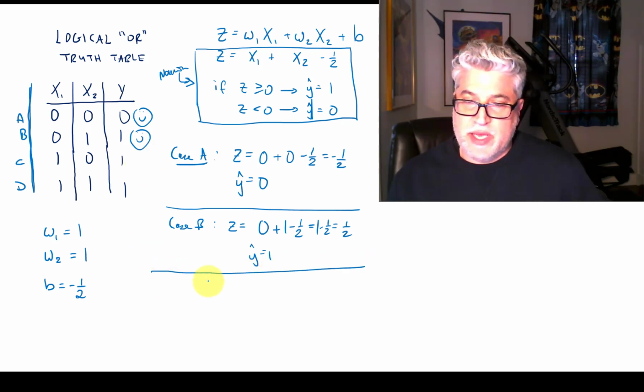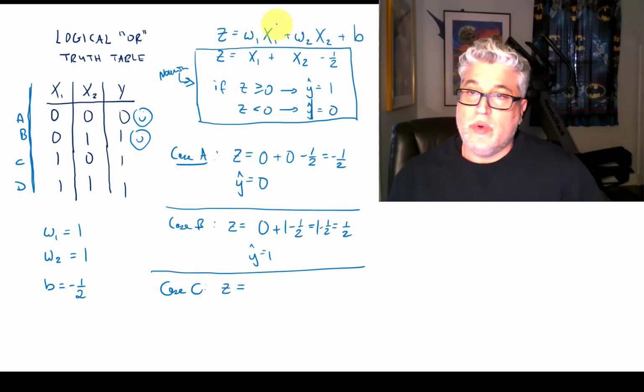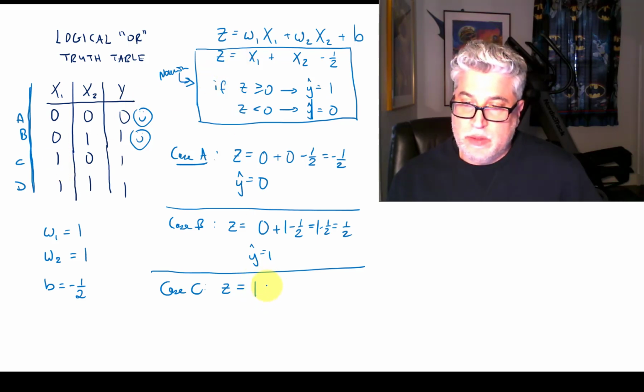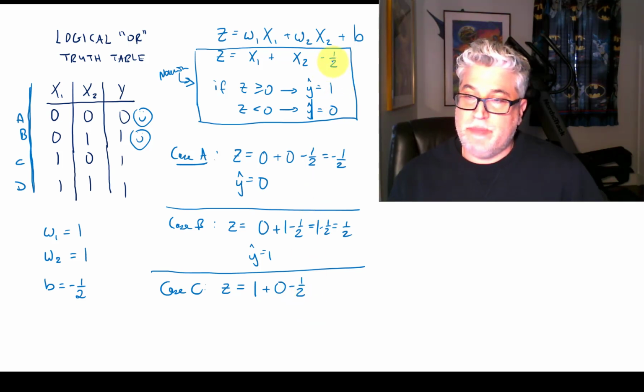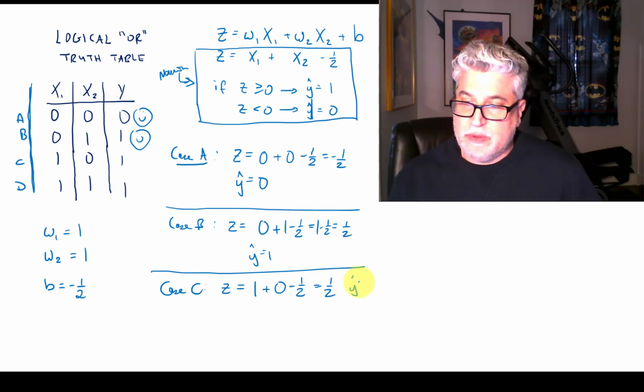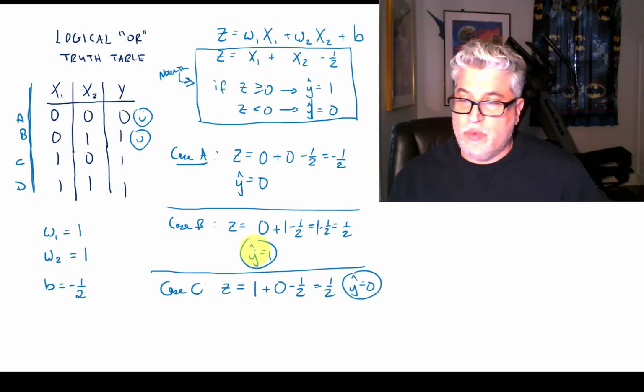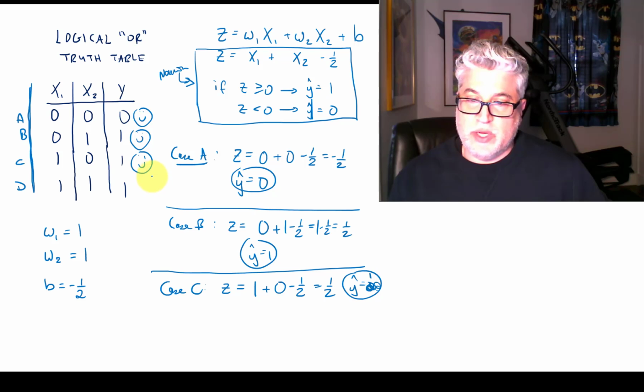Case C is going to work exactly the same way. We're going to plug in a 1 for x1, a 0 for x2, subtract off the bias there. We have 1 minus a half. That's also a half. And so we get a positive number, and y hat is a 1, and that's what we wanted. So we're good there.